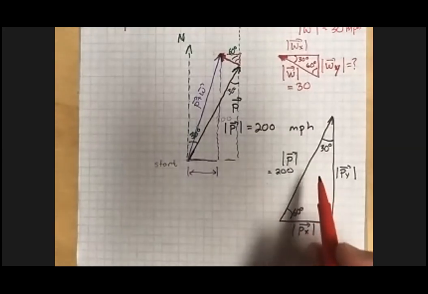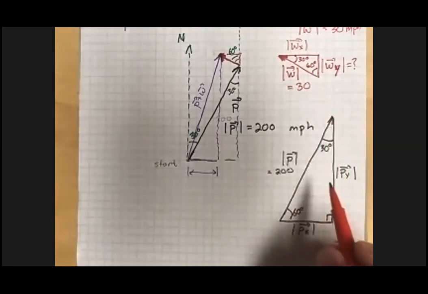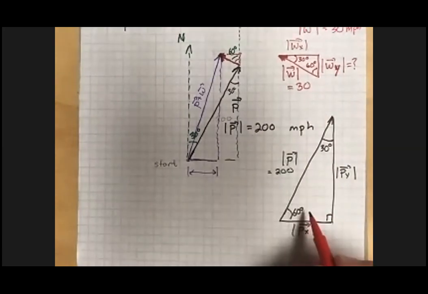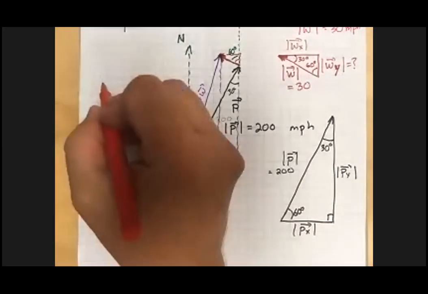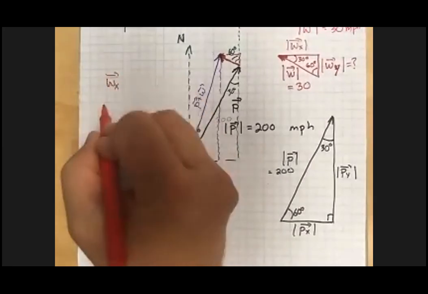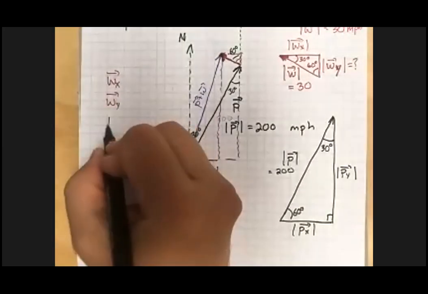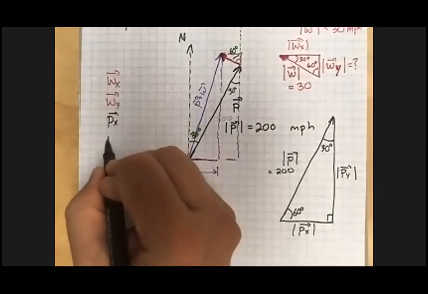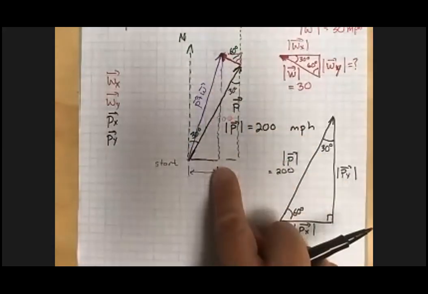The 30, 60, 90 triangles, these are special triangles, right? I know the ratio of them by heart, but I will use the calculator here just to practice showing you how to use the calculator and round off. So let's find WX, WY, PX, and PY. And then we'll assemble them together to find the true speed and direction of the plane.